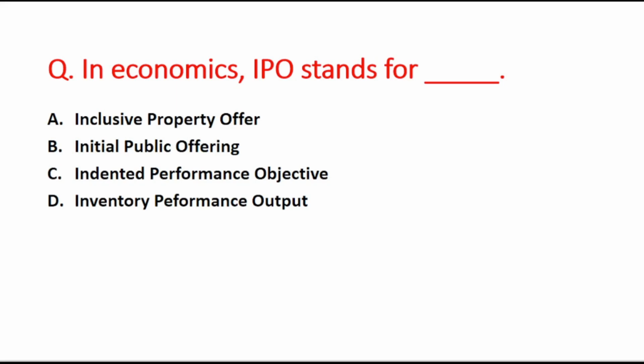Next question is, in economics, IPO stands for blank. A option is inclusive property offer, B option is initial public offering, C option is indented performance objective, and D option is inventory performance output. So right answer is option B, that is IPO stands for initial public offering.